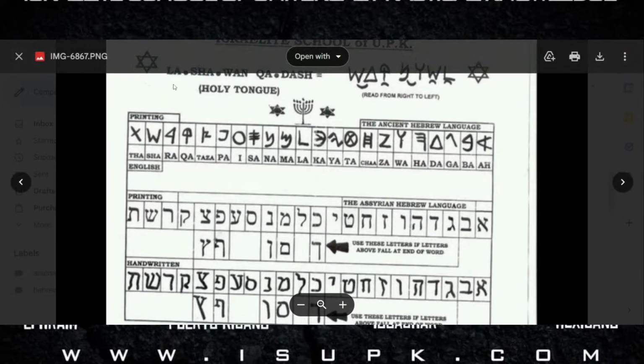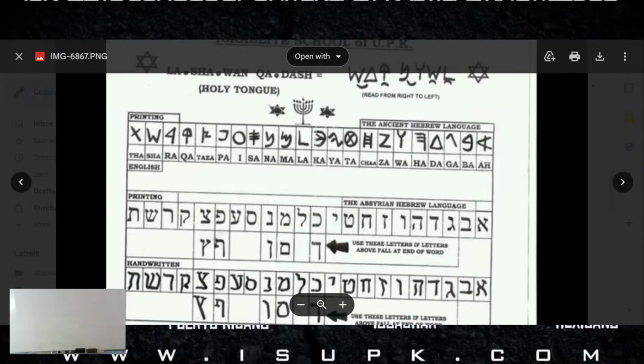Okay, here we go. It's the I.S.U.P.K. alphabet sheet. So the alphabet is 22 characters. Let me see if I can put myself on the screen with you. I shouldn't be in the way. The alphabet is 22 characters, starting from the right hand to the left. All right, going from the right of the screen to the left. So you would start with Ah, which is all the way to the right, and you would go all the way to Tha. 22 characters in the Hebrew alphabet.